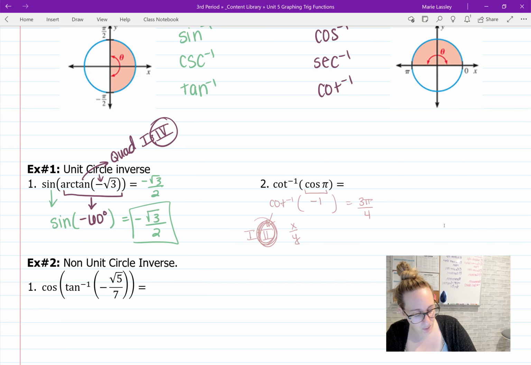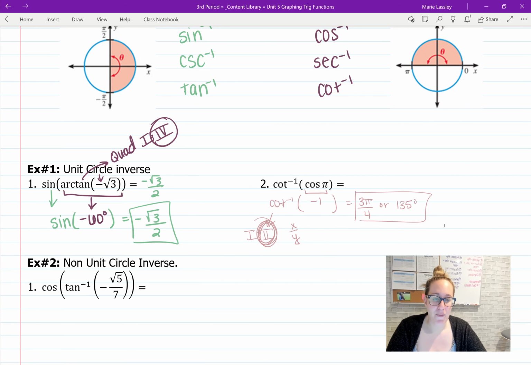You could have also put 135 degrees, right? I would probably say 3 pi over 4 since it gave me my first thing in radians, so we would want to stay in radians. So by instinct, I would have said 3 pi over 4. But if you put 135, I wouldn't count it wrong.